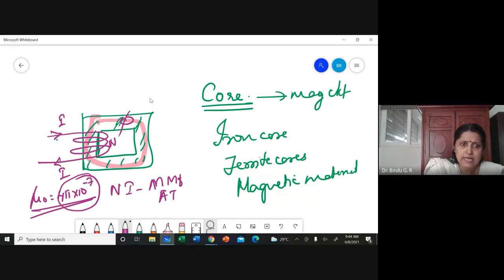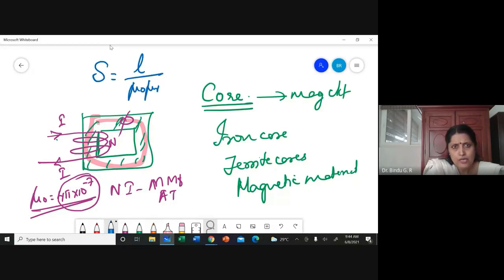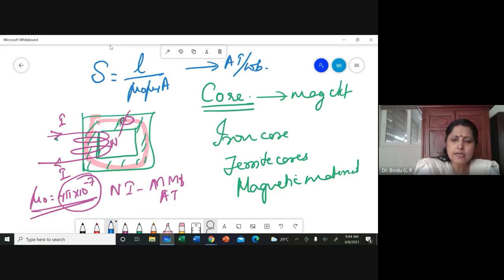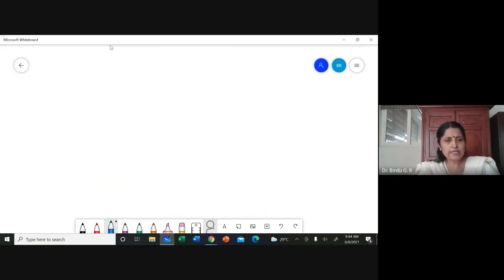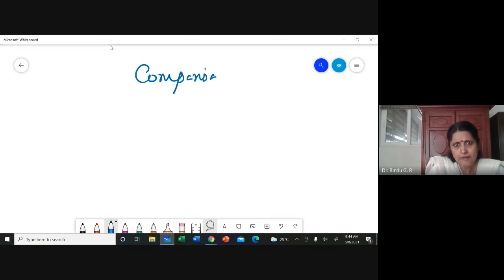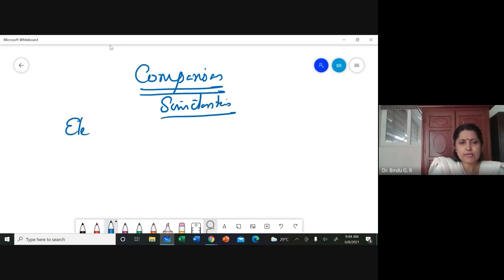Now, what I am discussing is reluctance. Reluctance can be written as L by mu 0 mu r into A, and its unit is ampere turns per Weber. So much regarding the terminologies used in electric circuits. Now we come to the comparison section. Let's first think about the similarities between electric circuit and magnetic circuit.